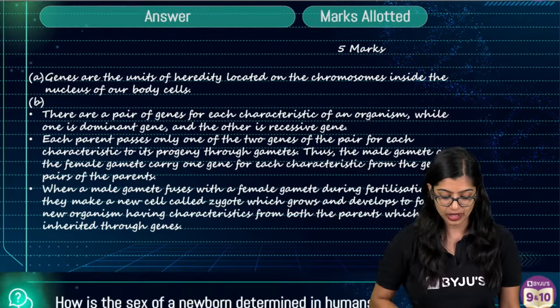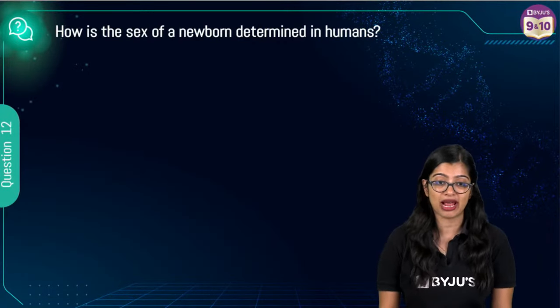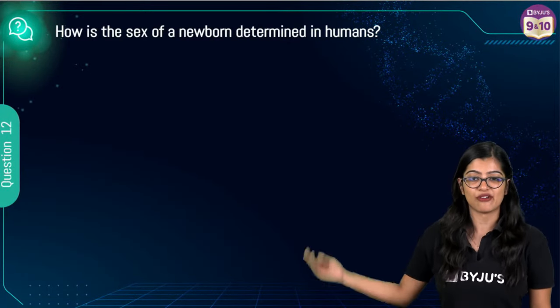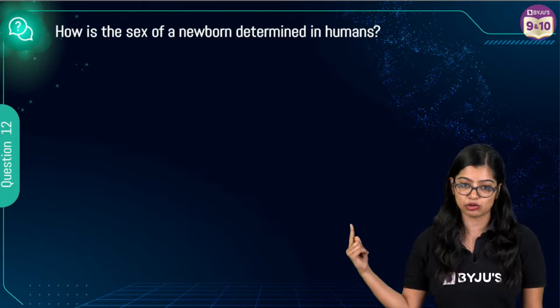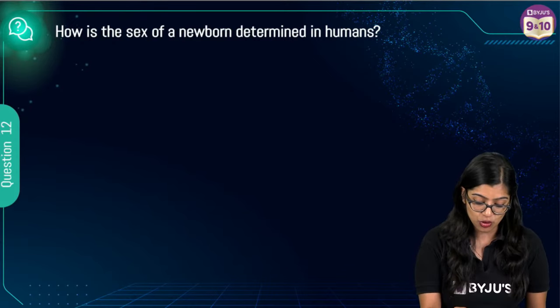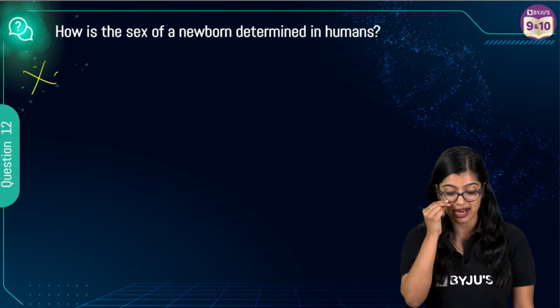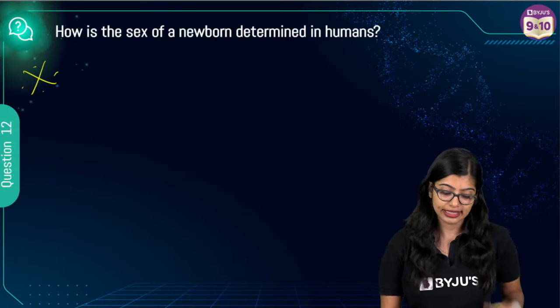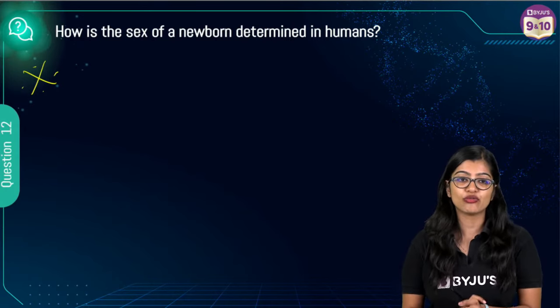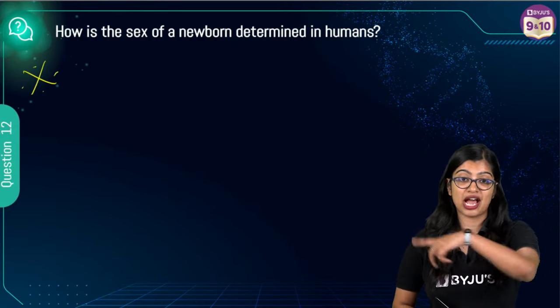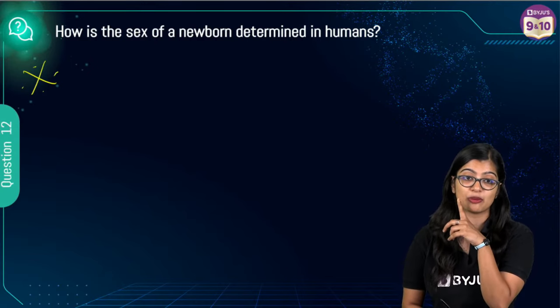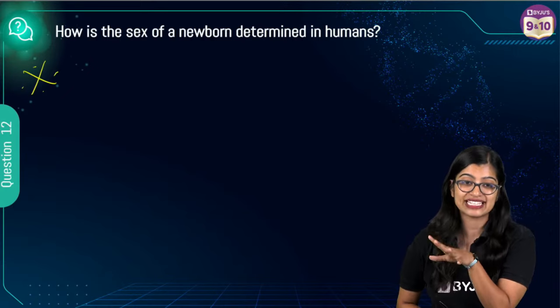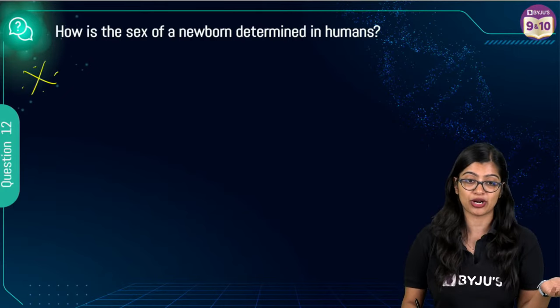You can do it. Now moving on to question number 12, everyone. Very simple. We have already discussed this. I don't think I need to spend more time. But nonetheless, you know how important this question is. How is the sex of a newborn determined in humans? So what will you do for this particular one? Actually, Shalini, this is an example of using a Punnett square. This is a very easy question. You can explain using a Punnett square.